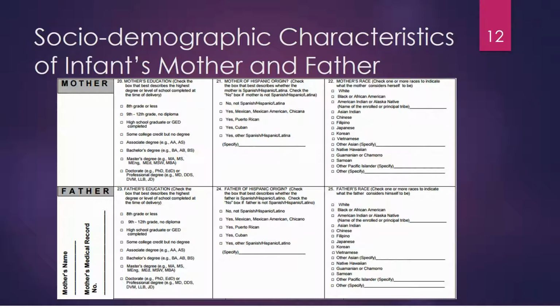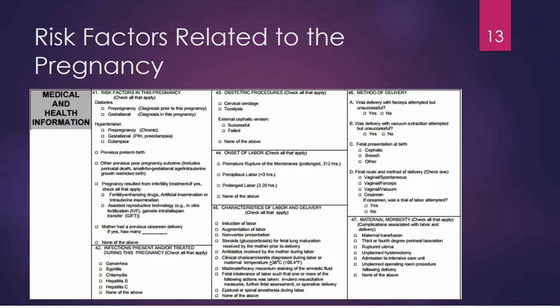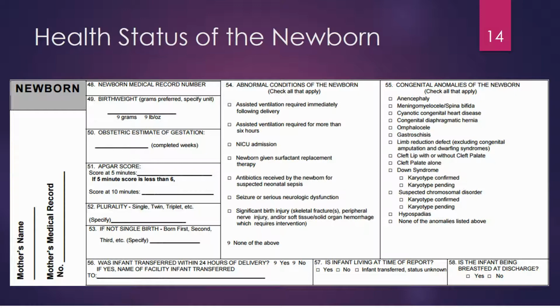The identifying information and the socio-demographic information is provided by the mother and usually the father. Most hospitals use a worksheet or questionnaire that the parents complete while the mother is in the hospital. Birth certificates also contain information about the risk factors and medical procedures related to pregnancy and delivery, and information about the health status of the newborn. The medical and health status information is from the infant's medical record. A hospital staff member called a birth clerk enters the information into the state vital records computer system.